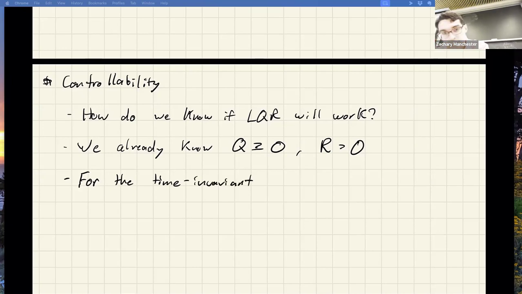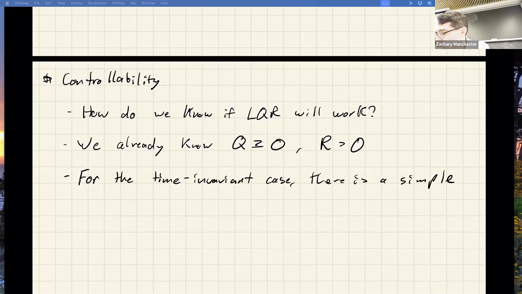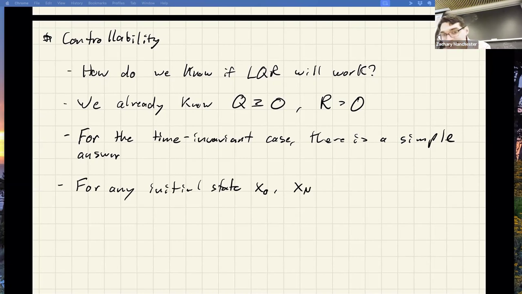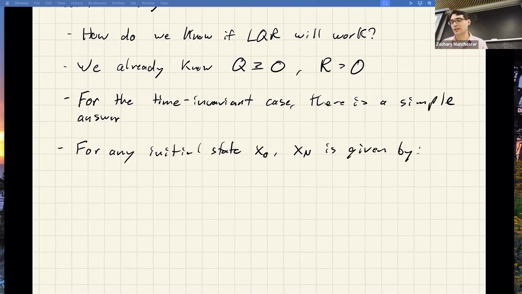Okay. So there's a nice, simple, basic closed form answer. Here's what we're going to do. We're going to write down a little trajectory from some initial state. So for any initial state, X naught, some later time state Xn is given by the following. So this is literally, I'm just going to iterate the dynamics.